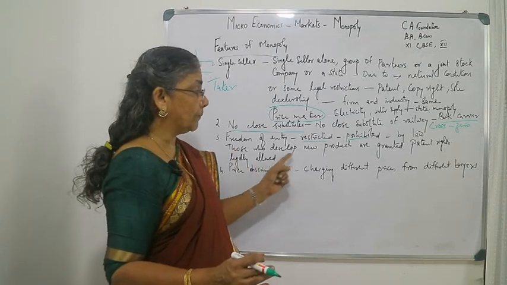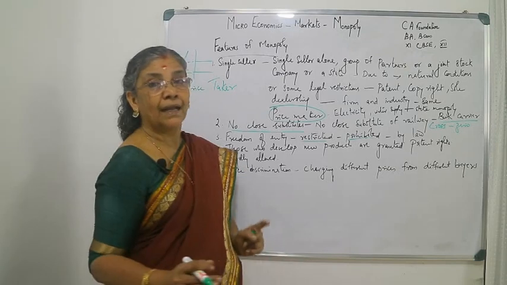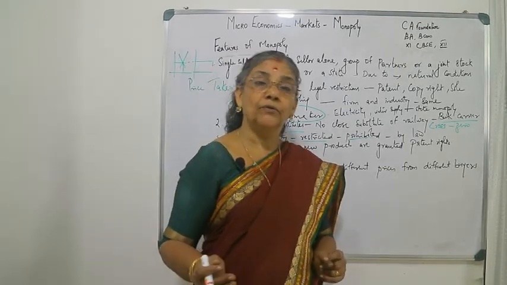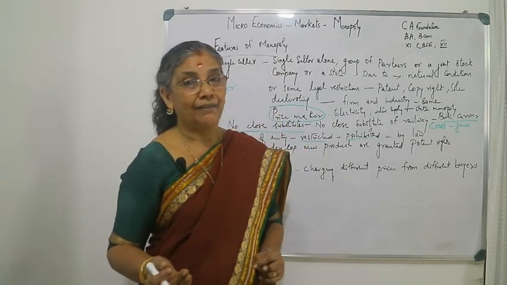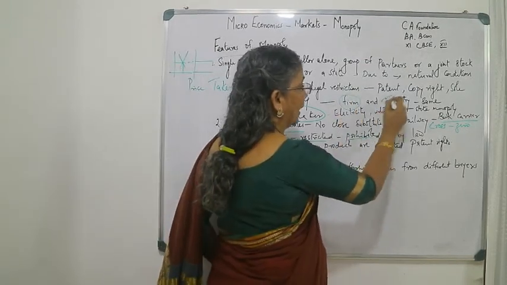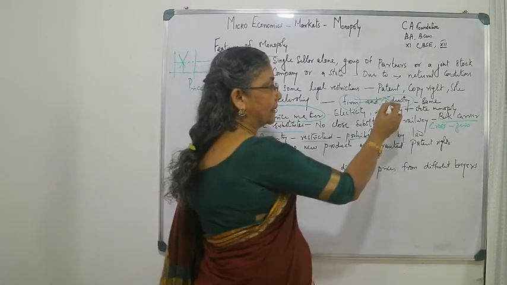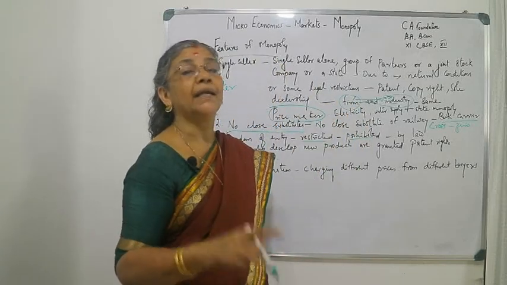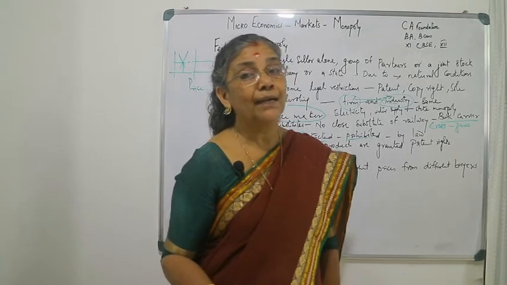Those who develop new products are granted patent rights, and only they are allowed to produce the commodity. Under perfect competition, new firms can enter the industry and existing firms can leave it. Under monopoly, there is no difference between firm and industry, because there is only one firm, and that one firm itself is the industry.